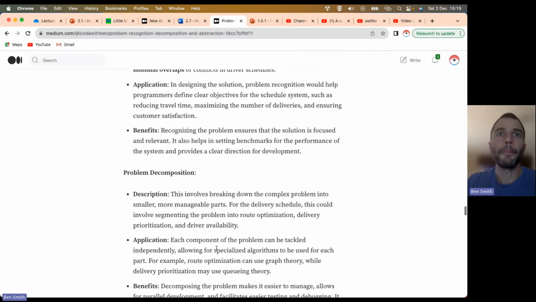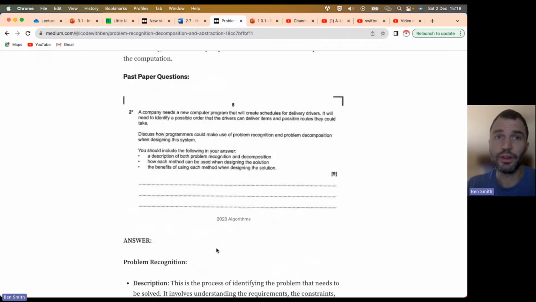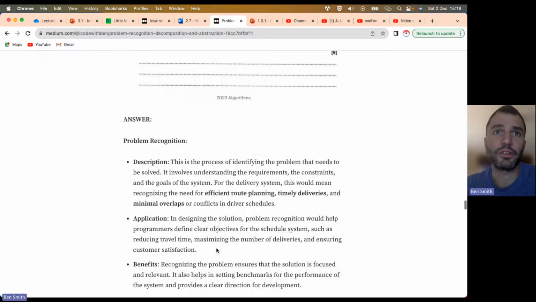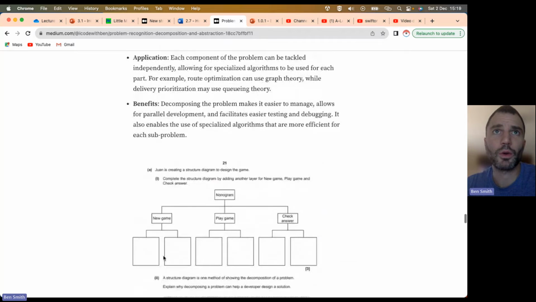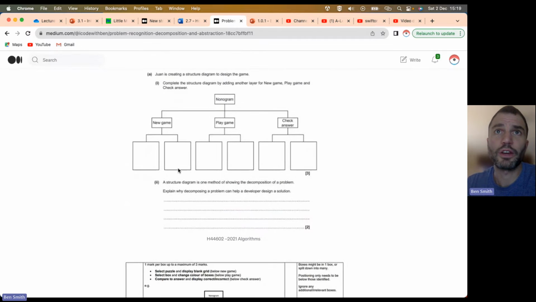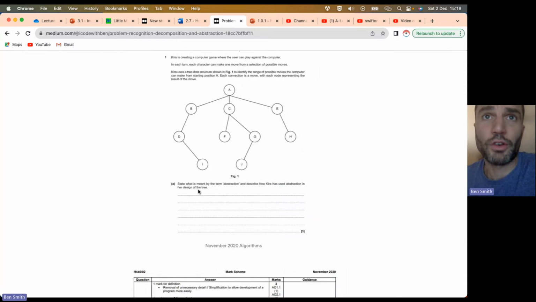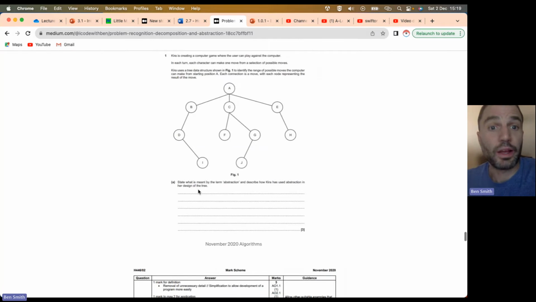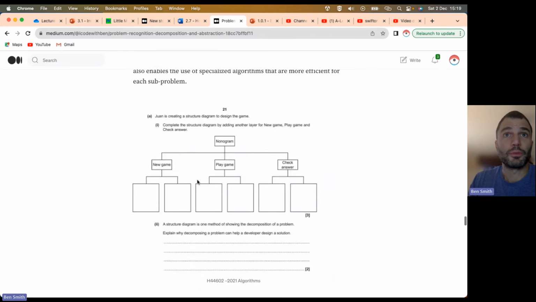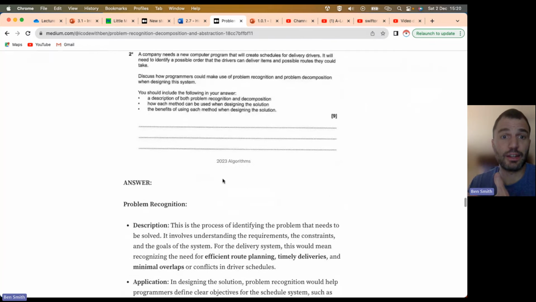So maybe go and have a think about this yourself and try and write up your own answer, and read through my answer, but also have a look at some of the other questions here, past paper questions on decomposing a problem. There's one here about a computer game, another one here which is a bit easier, describing what abstraction is and why we need it in solving problems. But this one was probably one of the hardest ones I've seen in terms of understanding the need for problem recognition and decomposition. So it's worthwhile discussing that.